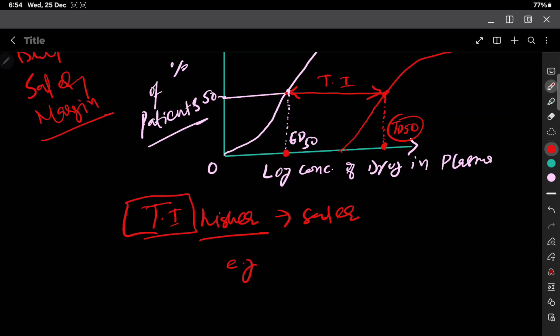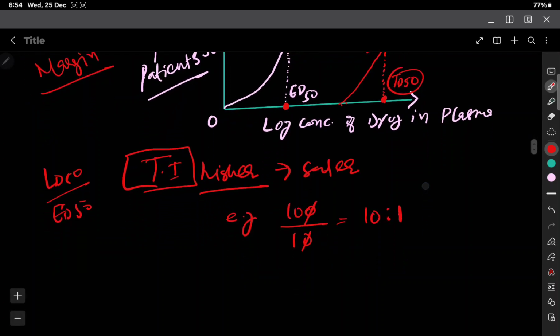First remember that it is LD50 by ED50. LD50 upon ED50. For example, the LD50 of the drug is, I am giving the example, 100. And the ED50 of the drug, for example, is 10. So it will be 10:1. Therapeutic index here is 10.